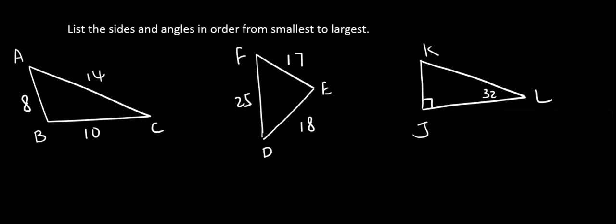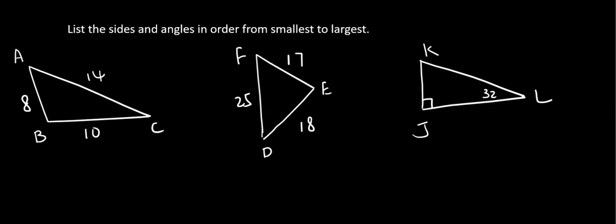Welcome to triangle inequality. Remember, longer side opposite bigger angle. Shorter side opposite smaller angle. Which means, if a side in a triangle is the longest in length, it's going to be opposite the greatest angle. Let's look at triangle ABC.